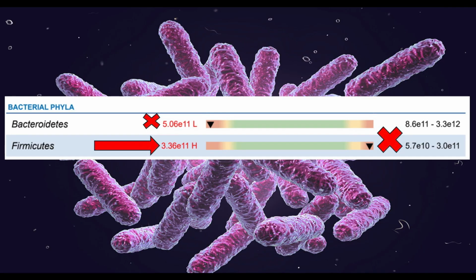So if you've recently done a functional stool microbiome test and your results show high levels of firmicutes, you might be wondering what exactly does that mean and why does it even matter, right? And here's why this matters.